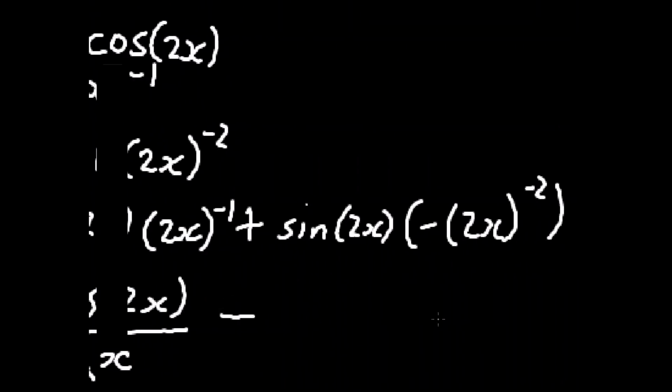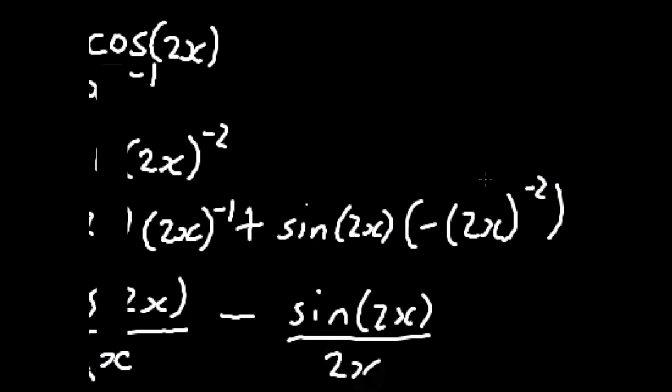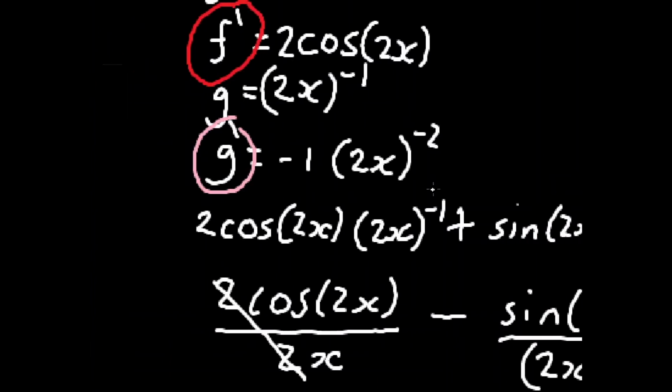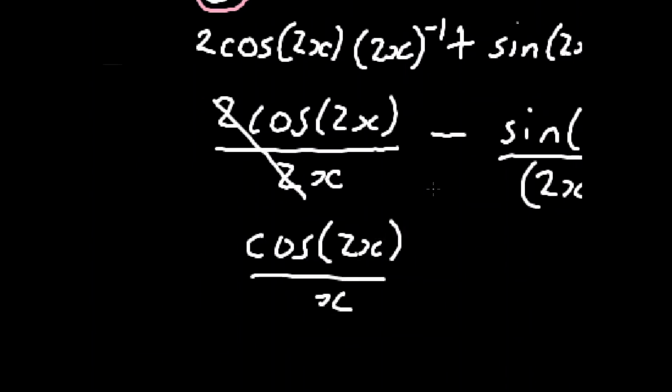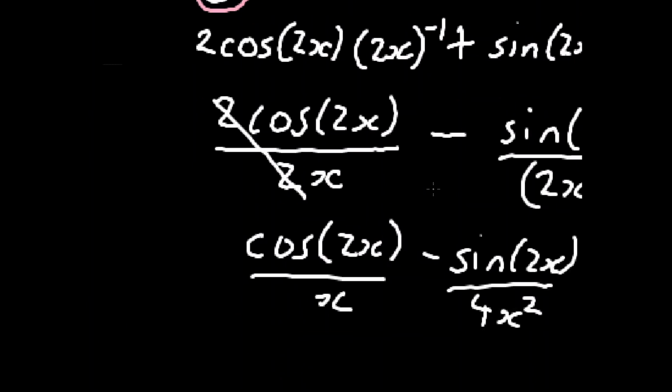So let's bring the minus sign across. This minus sign here, let's bring that across, and then we'll say it's sine 2x all divided by 2x squared. So let's go one step further and simplify this for the last step to say this will be 2x over x minus sine 2x over 4x squared. And that's it. That is our final answer.